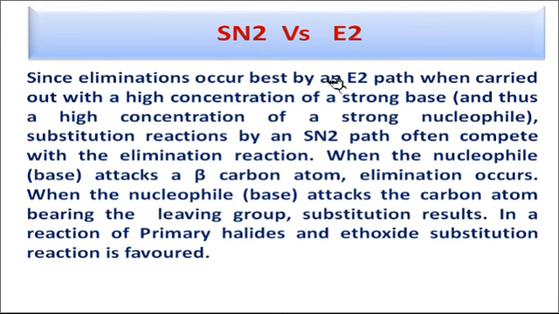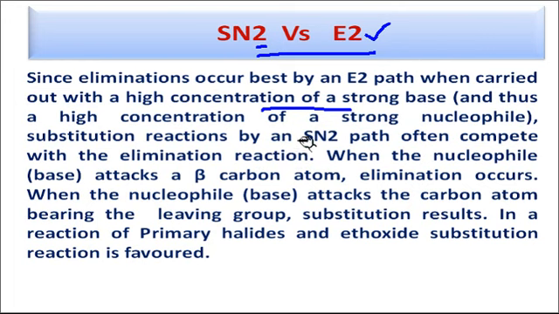Now, second is the comparison between the SN2 and the E2 reaction. SN2 is the nucleophilic substitution bimolecular reaction. E2 is the bimolecular elimination reaction. Elimination occurs best by an E2 path when carried out with a high concentration of a strong base. Thus, a high concentration of a strong nucleophile. That means, in the presence of a high concentration of a strong nucleophile or base, the E2 mechanism will be favored.